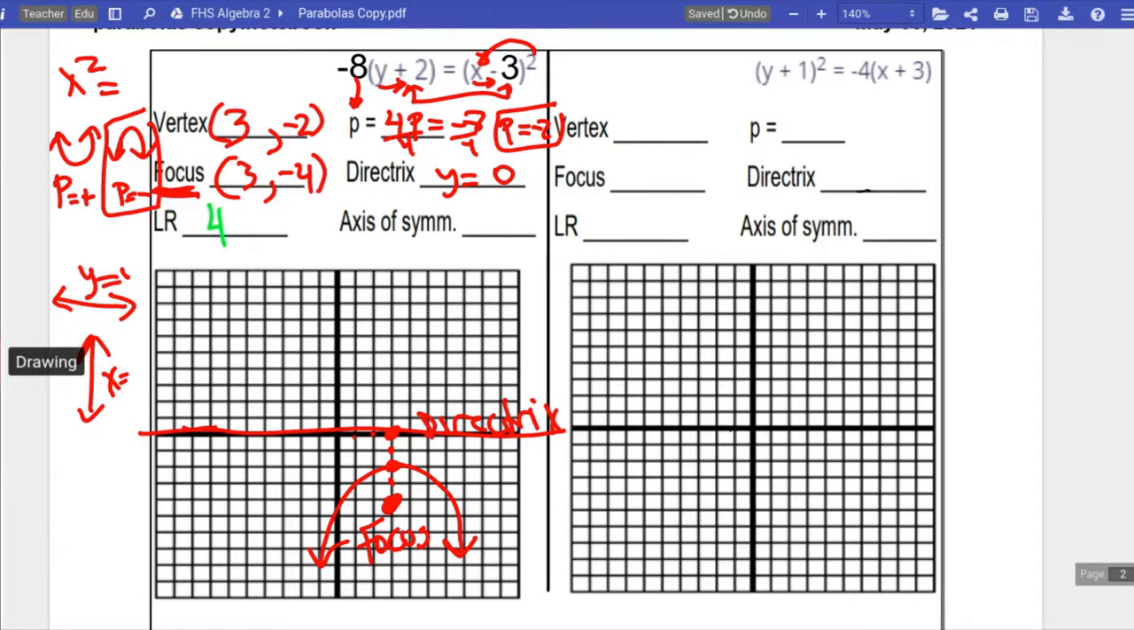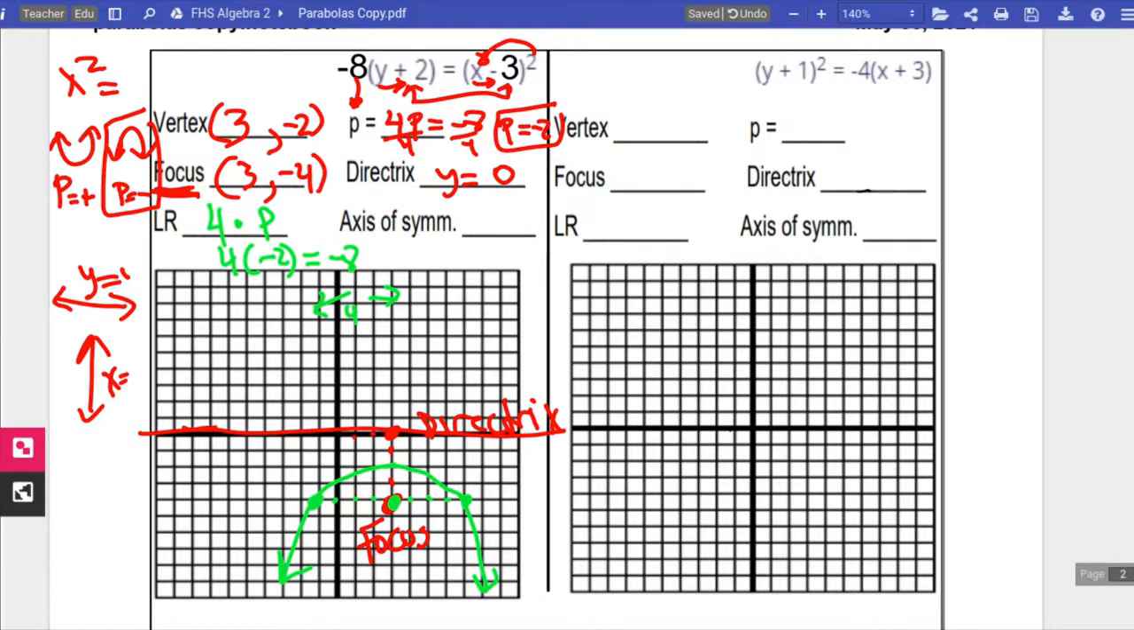LR is 4 times p, so 4 times the p value of negative 2, what do you get? Negative 8. That means left 4, right 4 from the focus. Left 4, 1, 2, 3, 4. Right 4, 1, 2, 3, 4. So technically your graph is supposed to go like this. This is the correct graph. I know I kind of estimated earlier. The LR just helps us put a beautiful graph on there.